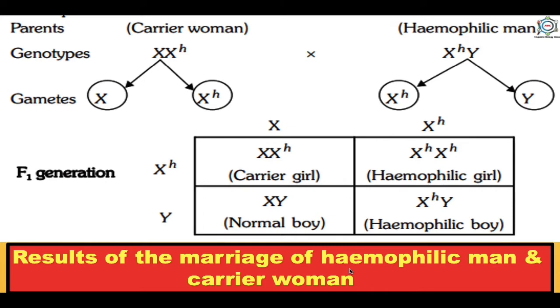Such a zigzag pattern of inheritance is typical for all recessive sex-linked traits. Males show the traits, females only transmit them. If a hemophilic man marries a carrier woman, there is a possibility of 50% of the daughters becoming hemophilic.